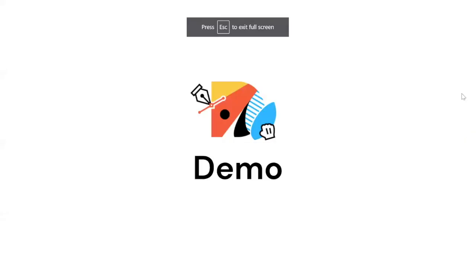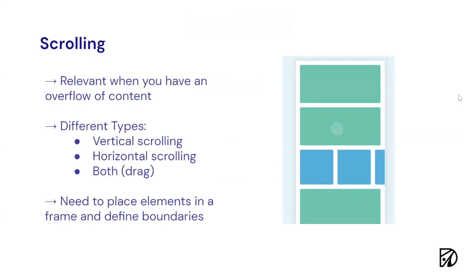And so just a really quick note, that demo I showed was pretty basic, but there are some other things you can do to make your prototype and interactions even more realistic. One of those being scrolling. This is really relevant when you have overflow content, and there are different types of scrolling. There's vertical scrolling, there's even horizontal scrolling, and you can even do both sometimes. In order to do this, you place elements in a frame and define the boundaries. We have some examples in that Figma file that we're going to share later, but I'm not going to get into it right now. It's pretty simple, and it really helps, again, to make your designs come to life.